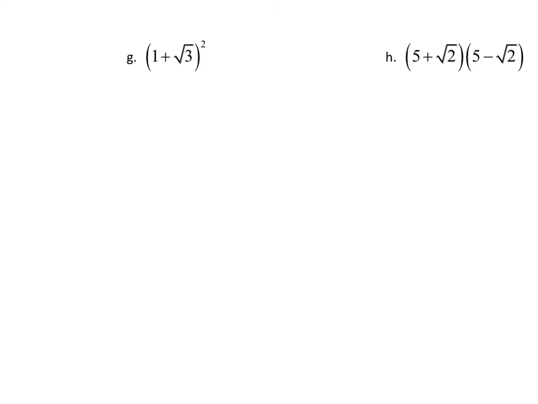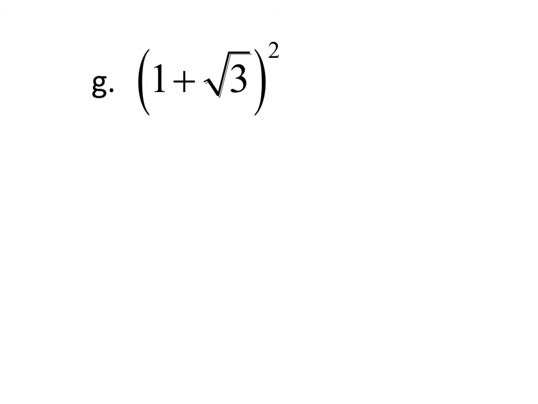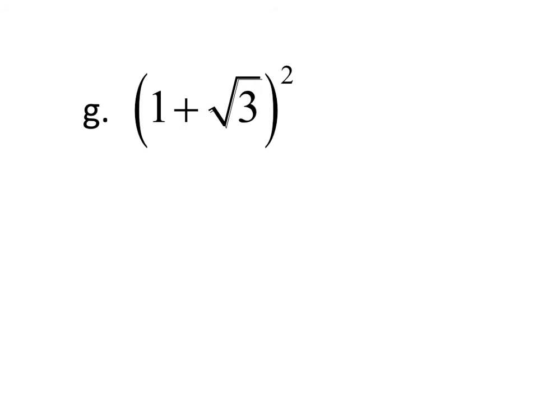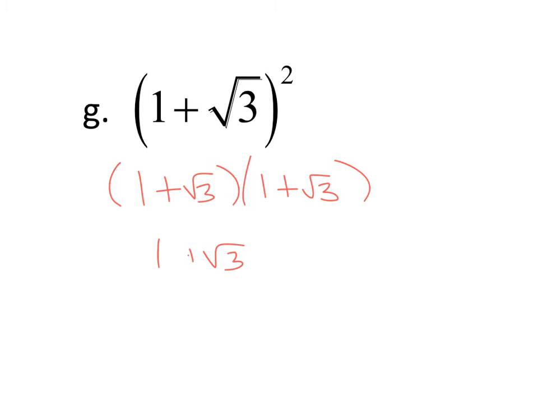Okay, moving on. With this, you're going to see that there's a squared here. Do not do this. Do not distribute that in. No. You need to write this out twice because there is a plus sign in between. So it'll become 1 plus rad 3 and then 1 plus rad 3. And then you're going to do the box method or FOIL, whatever you prefer.